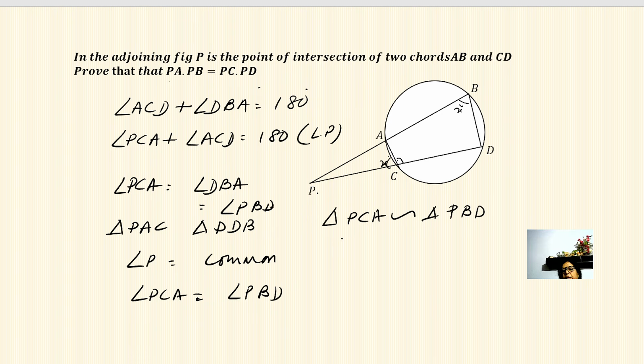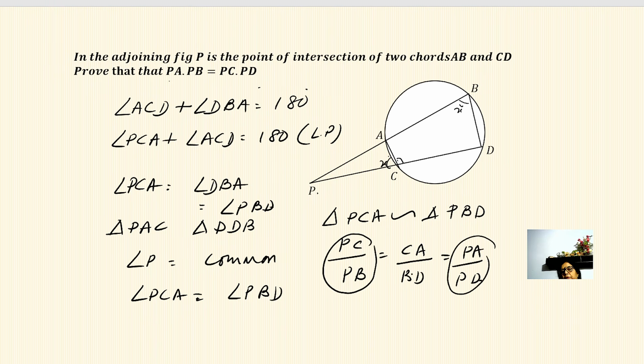If we write the proportionality relation, we'll get PC by PB is equal to CA by BD is equal to PA by PD. On cross multiplication, we'll get PC into PD is equal to PA into PB. So if the chords are meeting externally, or you have to find some external point measurement, that can be done again with the application of the same theorem. PC into PD is equal to PA into PB.